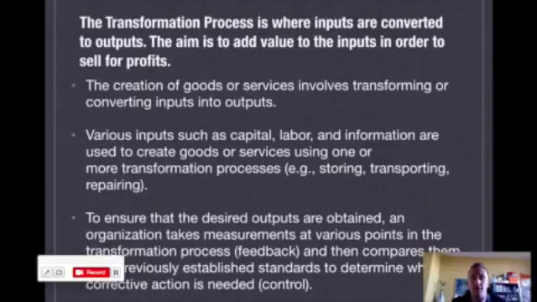To ensure that the desired outputs are obtained, an organization takes measurements at various points of that transformation process, and that's considered feedback, and then compares them to their previously established standards to determine where corrective action is needed. So they're looking at what the information is telling them, if they're doing something inefficiently, or they've wasted products, or if the customer doesn't like it, and then they need to change. If they don't change, obviously they're going to go out of business pretty soon. And that's called control, the act of the change.